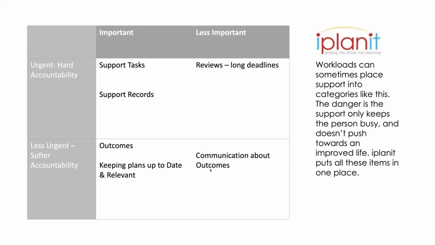What I'm showing you here is that workloads can sometimes be placed into these kinds of categories, and the danger is that we end up just staying in the important and urgent quadrant, where we're just doing support tasks and records, and that can really mean that we're just keeping the person we support busy. Whereas the bigger goals like the outcomes and the long-term planning, because they're less urgent, although we all recognise their importance, sometimes get put on the back burner.